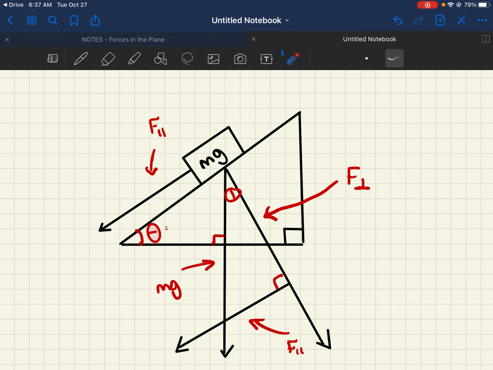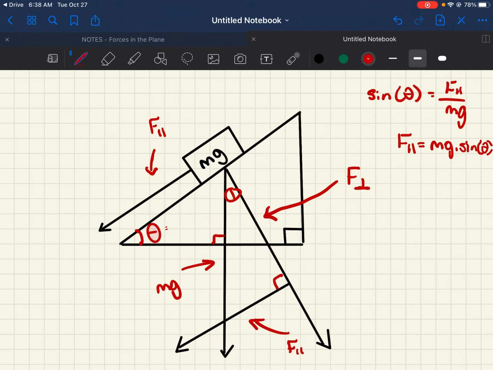Well, we can see right here, because this is a right triangle, that the sine of theta should be the parallel force divided by the weight. So sine of theta would be the parallel force divided by the weight. Well, if you just multiply the weight, mg, on both sides, you get that the parallel force is mg times the sine of theta.